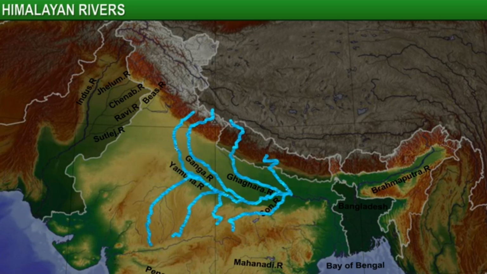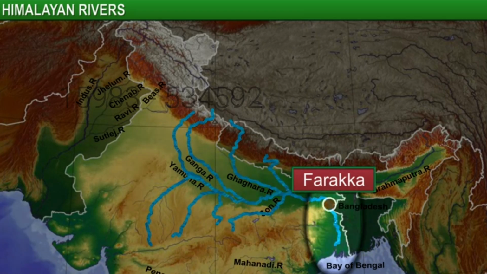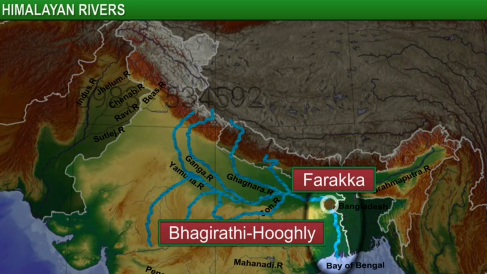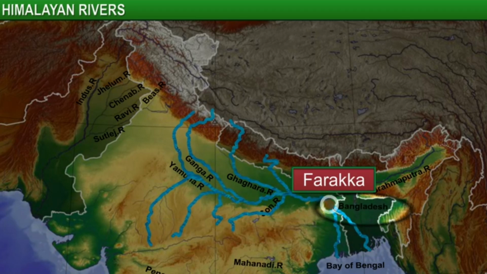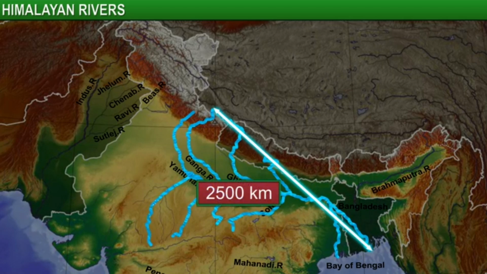The Ganga, now strengthened by all its tributaries, flows eastwards as a single river till Farakka in West Bengal. At Farakka, the great river breaks into a distributary known as the Bhagirathi Hooghly, and finally drains into the Bay of Bengal. The main stream of the Ganga flows southwards into Bangladesh. By now, the Ganga has travelled a distance of over 2,500 kilometers from its source.